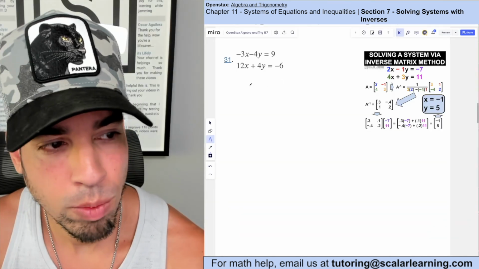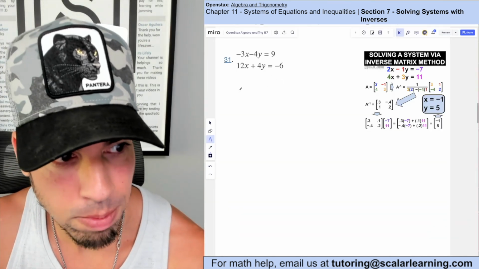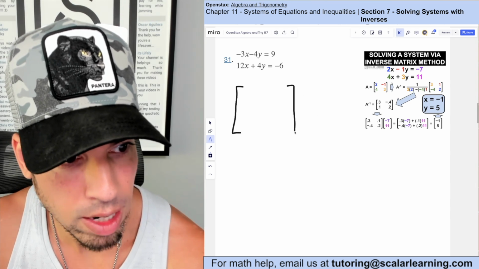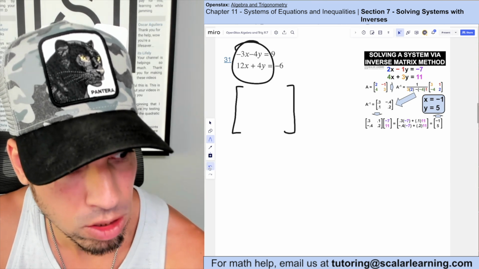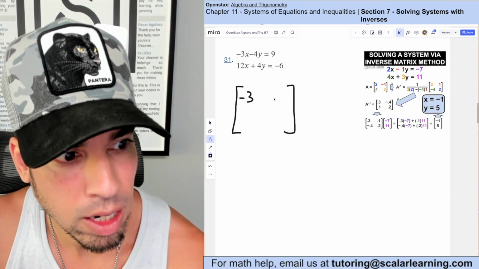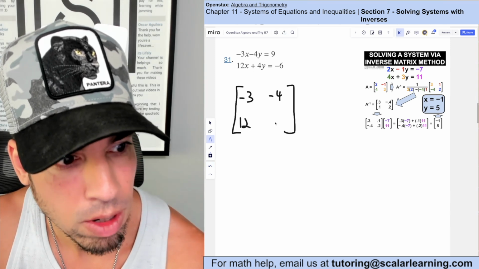Done. So for this one, we're going to start by putting it into that nice matrix format. So we're going to do that now. And when I talk about matrix, I'm talking about these four values, those coefficients. So we got -3, -4, 12, and 4.